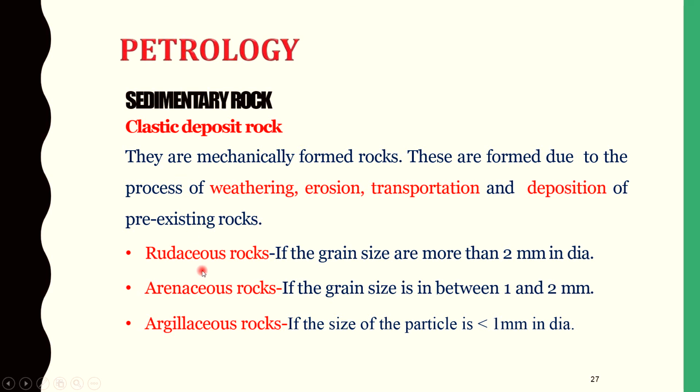So these are the three basic types of clastic deposited rock: rudaceous, arenaceous, and argillaceous. Okay, so what are the rudaceous rocks? If the grain size is more than 2 mm in diameter, then those rocks are known as rudaceous rocks.